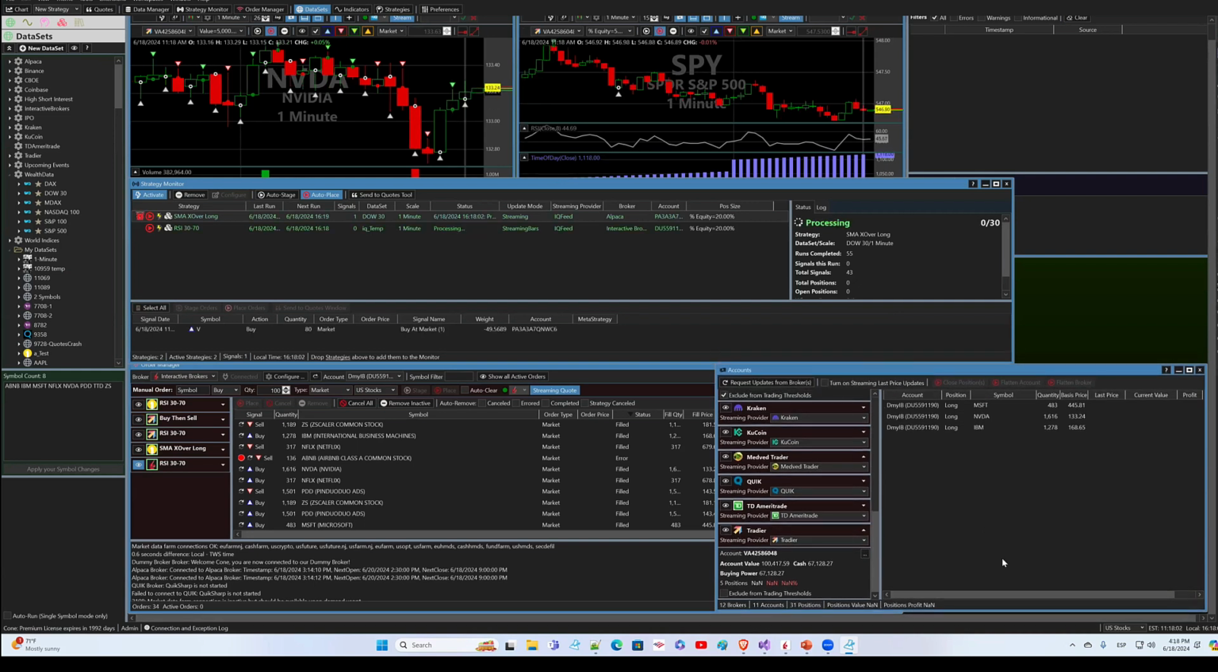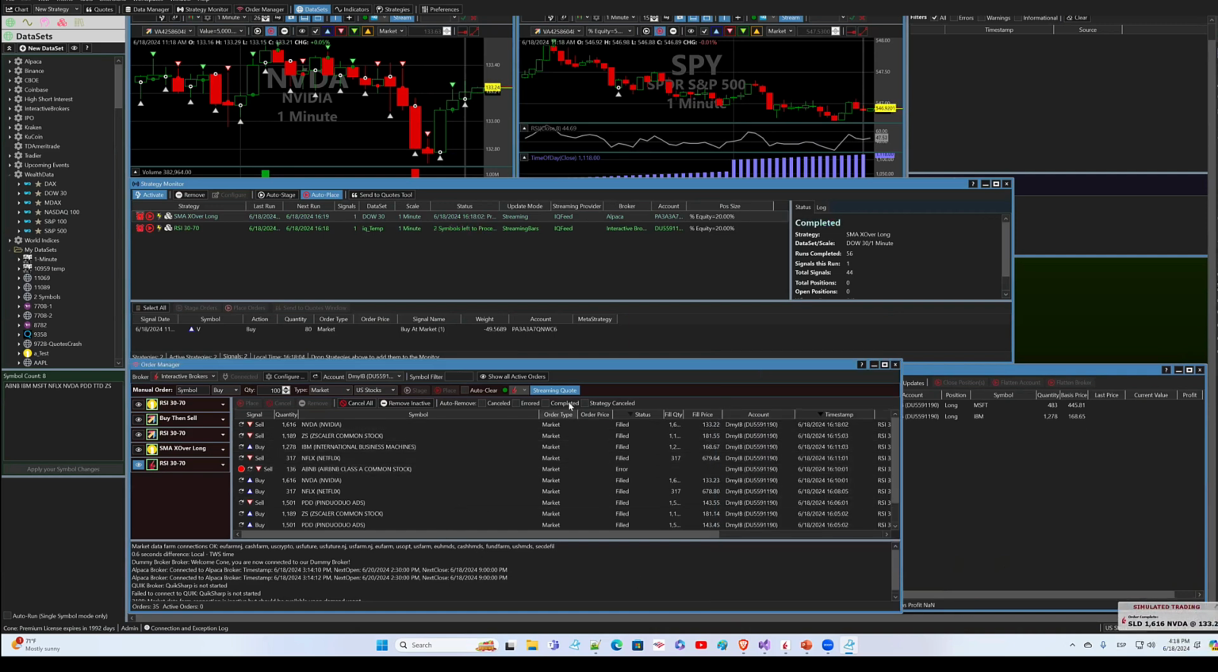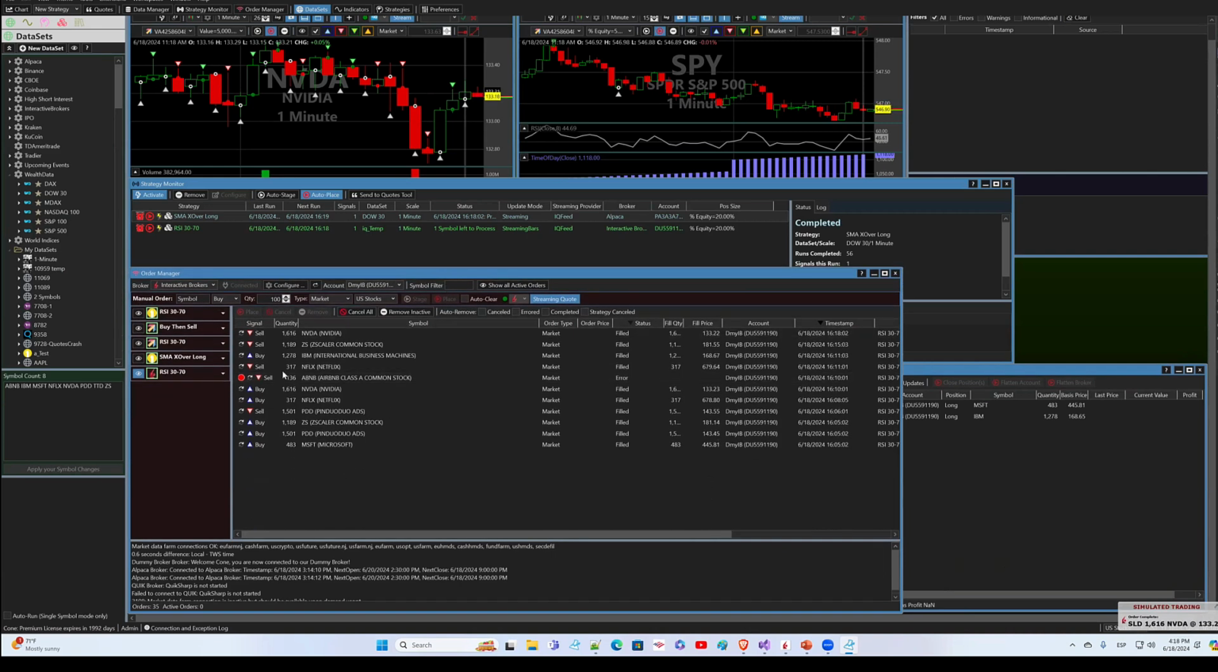My other question was in regards to the order manager, as far as checking the boxes like auto remove, completed, strategy canceled. I don't know if this is a bug or if it's supposed to be that way, but I noticed when MedBed places orders, like with Fidelity, it just says placed and then it doesn't say filled or auto remove. So that's a bug somewhere, right? We're not getting an order status. I don't know much about MedBed.